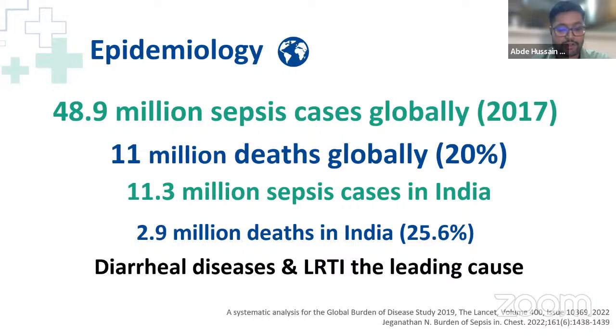In the case of India and other LMICs, the situation was even worse. In India, 11.3 million cases alone, with 2.9 million deaths, contributing to 25.6% of deaths. So as we can compare, the LMICs fared even worse than globally. Diarrheal diseases and lower respiratory tract infections were the leading cause.